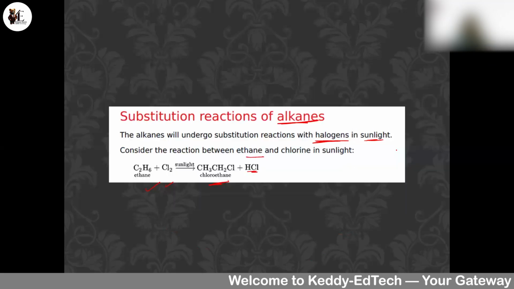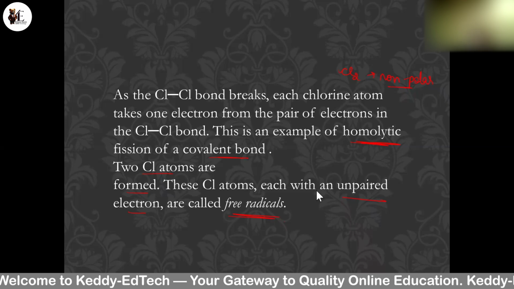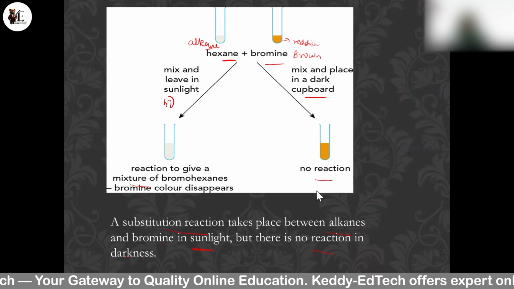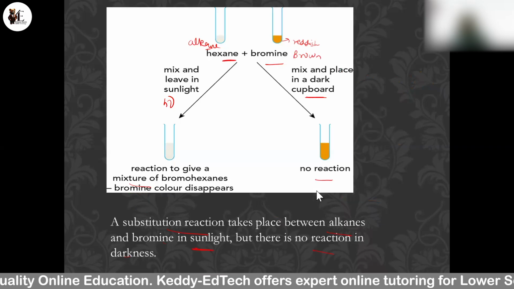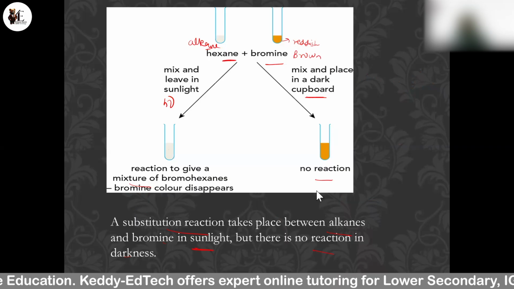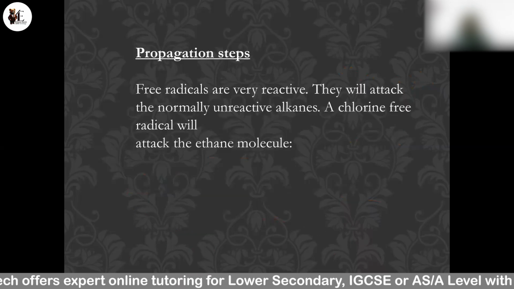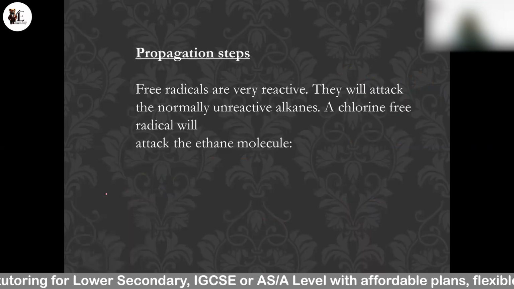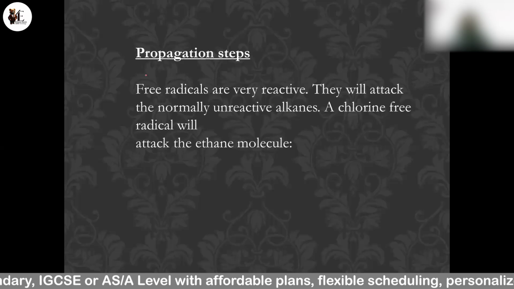So write down the substitution reaction of alkanes. Always remember that the substitution reaction takes place in sunlight only. If you mix them and place them in a dark cupboard, then no reaction will occur. So the first step is the initiation step, which involves the breaking of the Cl-Cl bond. Homolytic cleavage occurs and free radicals are formed.